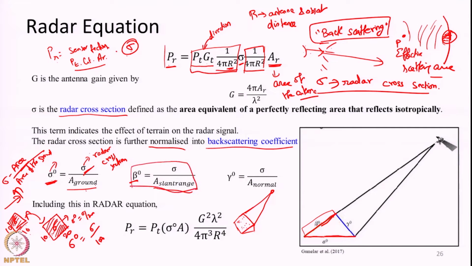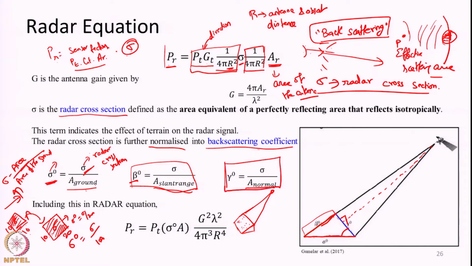On the other hand, if we project this ground area in a direction that is normal to the radar beam or the radar antenna, this is normal. If that is the case, this area is now projected so that it is normal to this radar beam. Then if we use that area to normalize this radar cross section, we call it gamma naught.